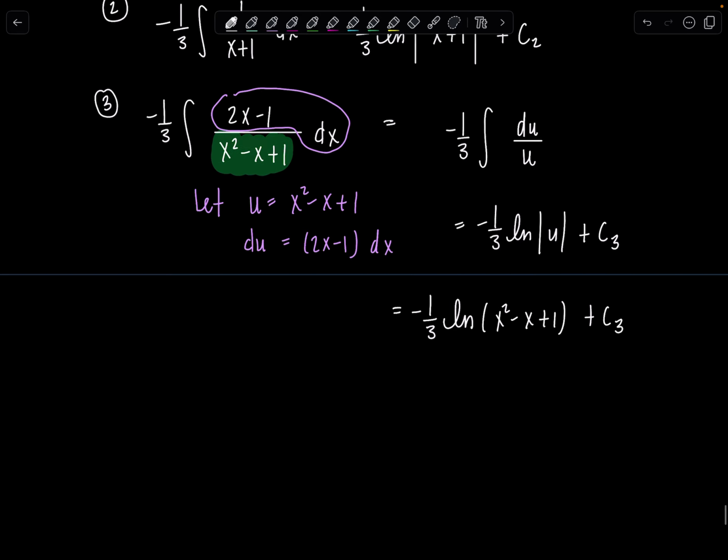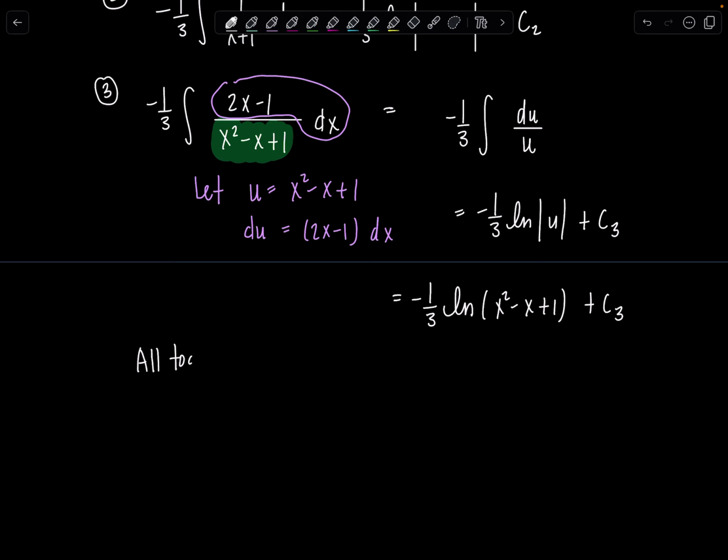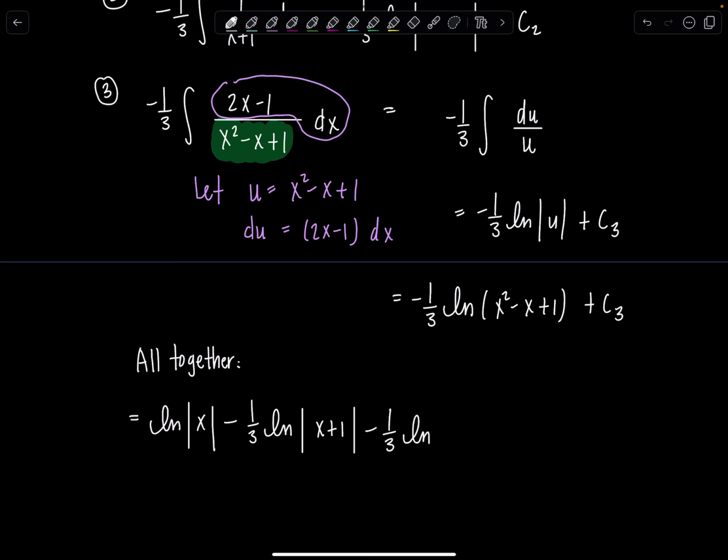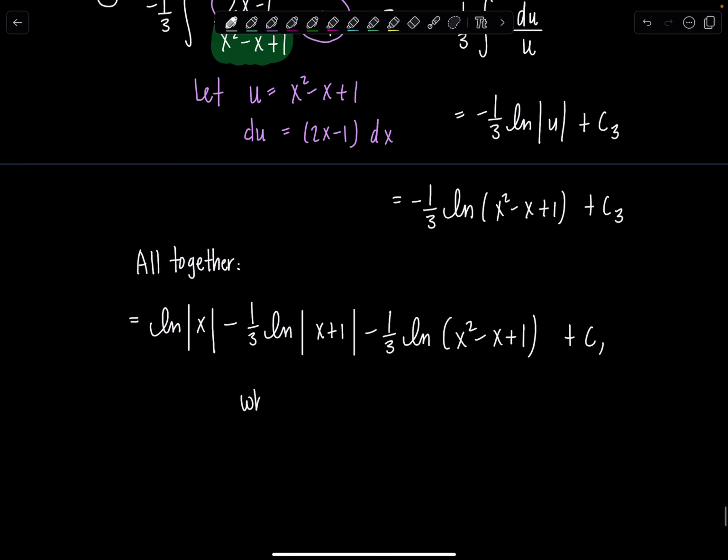Okay, so all together, what do we have? A beautiful solution. Natural log absolute value of x minus 1/3 natural log absolute value x plus 1 minus 1/3 natural log of x squared minus x plus 1 plus c, and then tell the people, who is this c? c is c1 plus c2 plus c3. And voila, there's our solution.